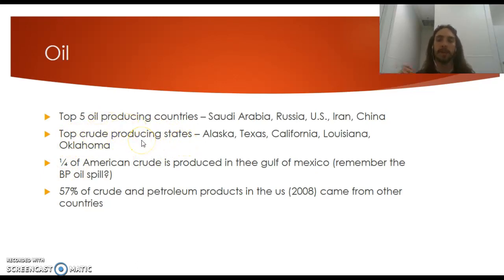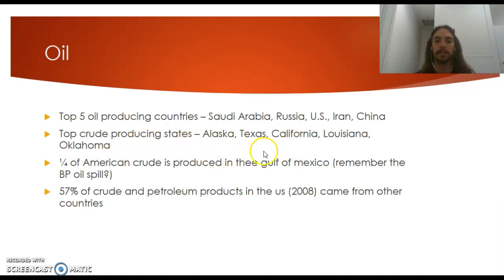It's just like the most basic form of oil. You take it out of the ground, it's crude oil. You still need to refine it. But the important thing about the top crude producing states is that as long as they are in America, it kind of reduces the amount of waste used by transporting oil to us. So we're looking at Alaska, Texas, California, Louisiana, and Oklahoma.